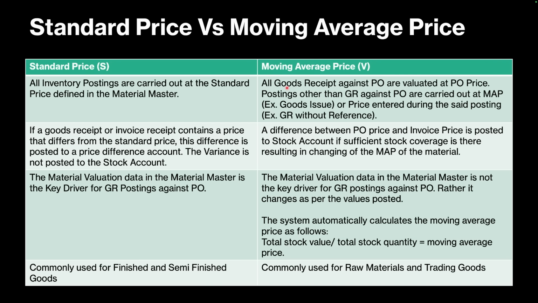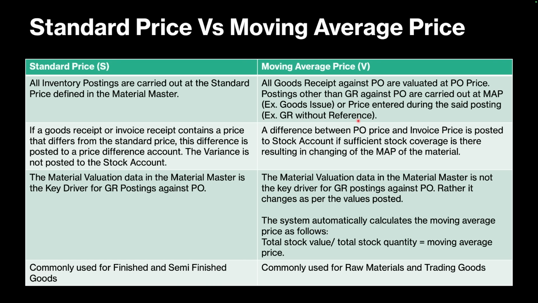And postings other than goods receipt against PO will be carried out at the MAP or at prices entered during posting. That is, let's say that you do a goods issue, then the system will issue those goods at the moving average price. Or if you do a goods receipt without reference, that is, you do not have a purchase order and you post movement type 501 or 521 or 561, then you will have the option to enter prices in the MIGO screen also. If you enter a price in the MIGO screen in a field called external amount, then that price will be considered to evaluate the goods receipt. Or if you do not enter it, then the moving average price in the material master will be considered for posting that particular goods receipt without reference.